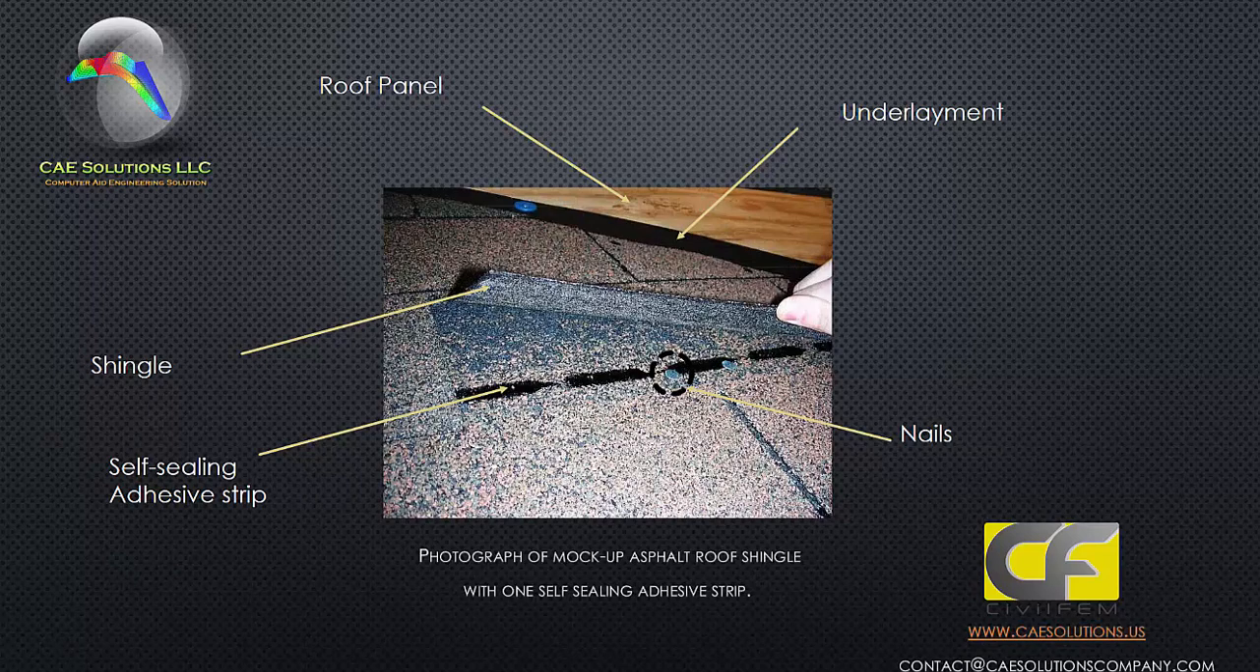I would like to start explaining some important information regarding this webinar. As you know, conventional asphalt shingles typically utilize a self-sealing adhesive strip which bonds the lower roof shingle to the one placed on top of it. Here we have the different components that the roof normally contains, like shingle, roof panel, underlay material, nails, and self-sealing adhesive strip.